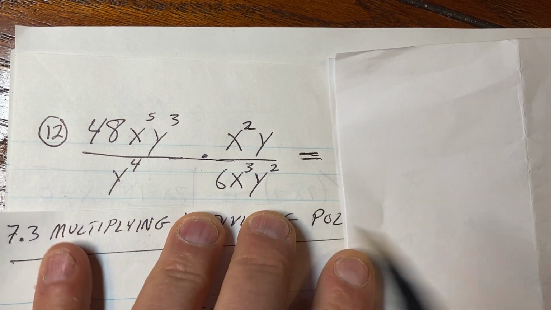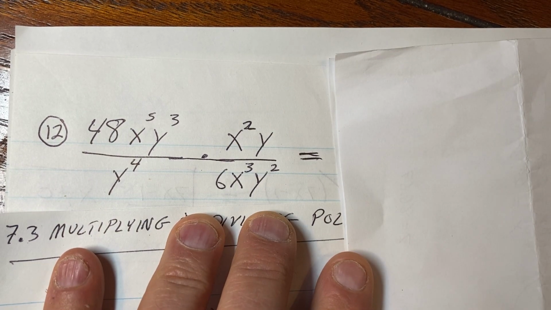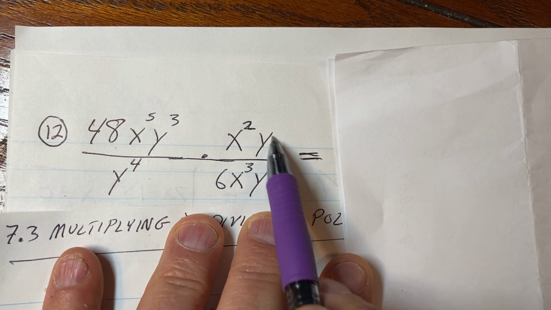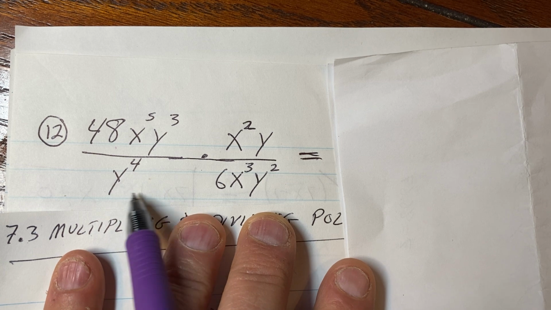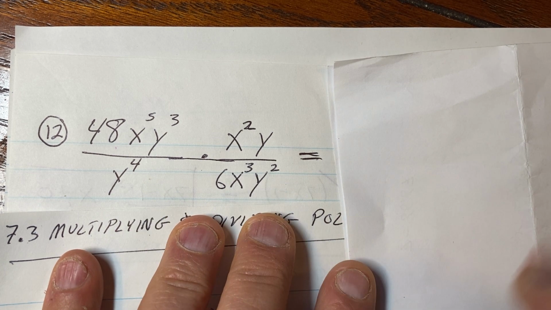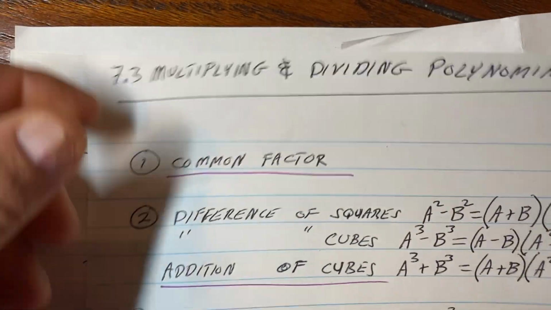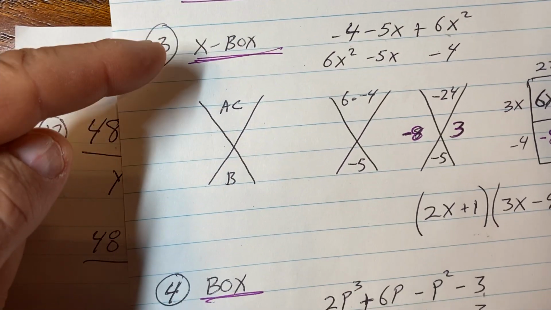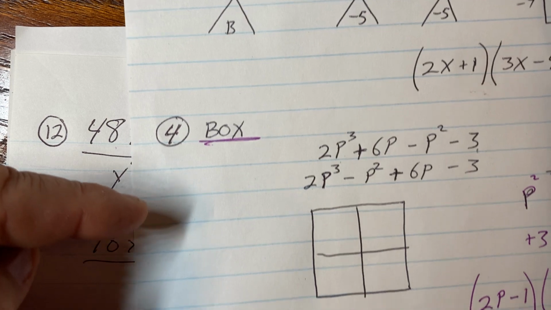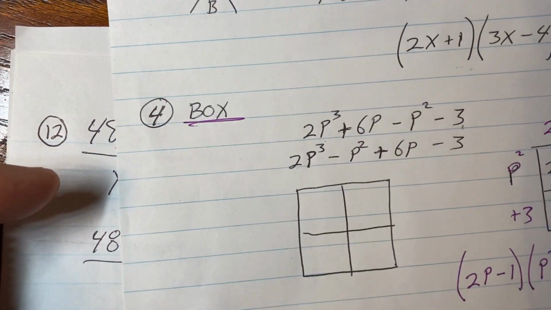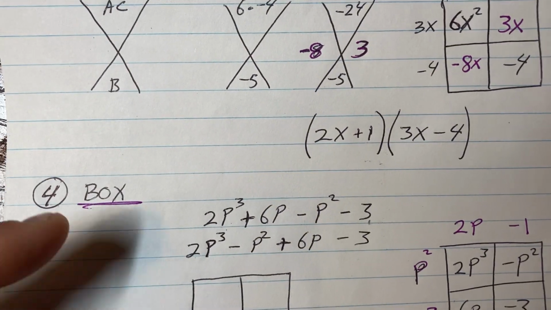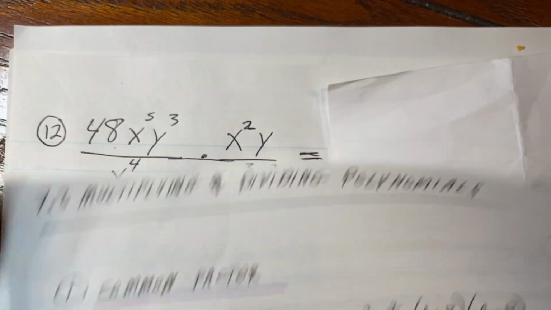Okay, so can we factor out anything here? No. Can you factor out anything here? Nope. Anything there? Nope. So all this stuff here, there are no common factors, no difference of squares, cubes, or x box, and we cannot do the box method either. None of this stuff you can do.